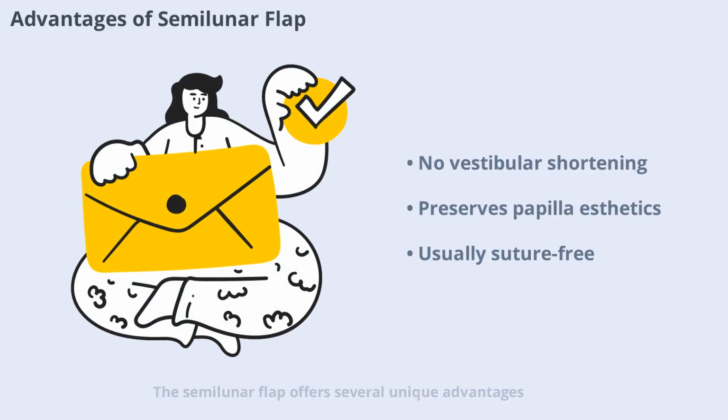The semilunar flap offers several unique advantages. It does not cause vestibular shortening, preserving the depth and function of the vestibule. There is no aesthetic compromise of the interproximal papillae, maintaining the natural appearance of the gum line. Additionally, this technique generally does not require sutures, further simplifying the procedure and enhancing patient comfort.